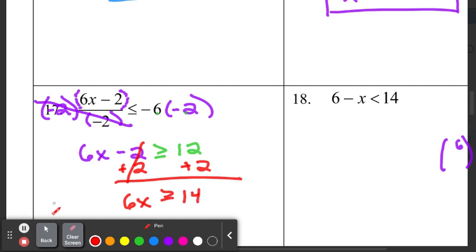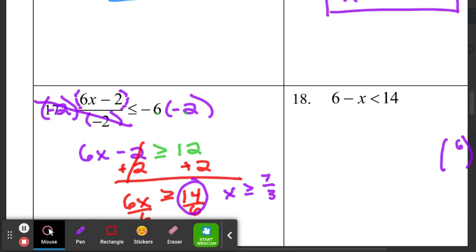We're running out of room. So I'm going to divide by 6 on both sides. So 14 divided by 6 gives you a decimal, and it's a decimal that goes on forever. So just simplify 14 over 6 as a fraction, and you get 7 over 3. As a decimal, it would be 2.33333333. It goes on forever.